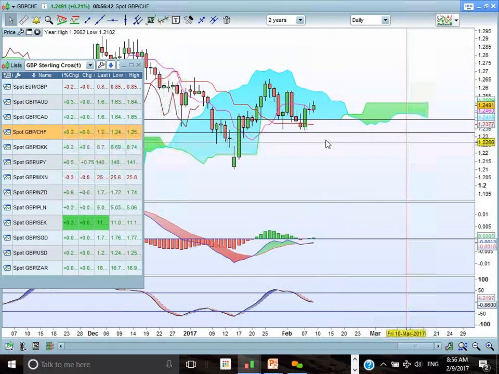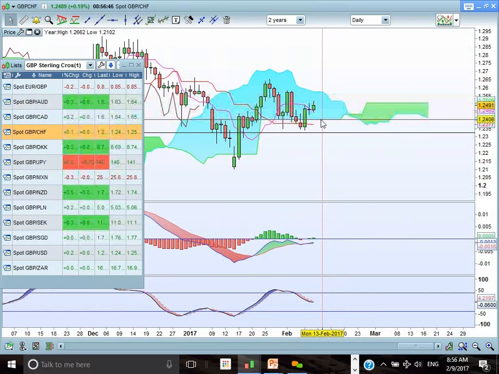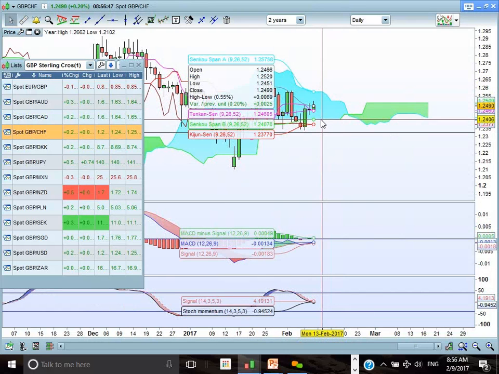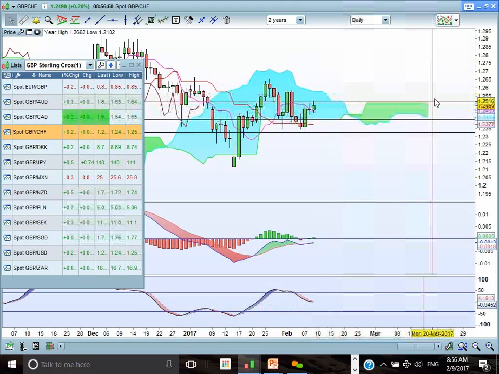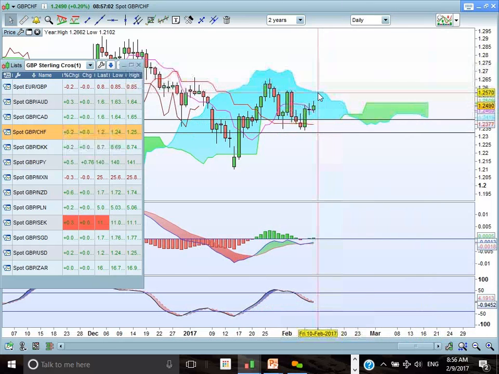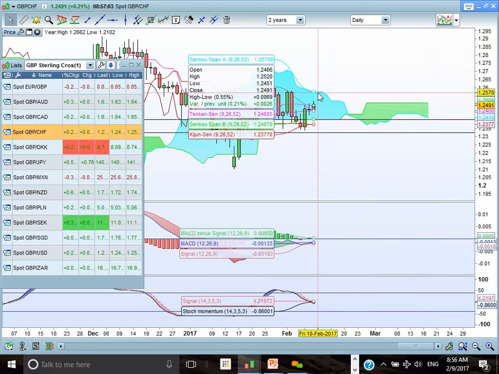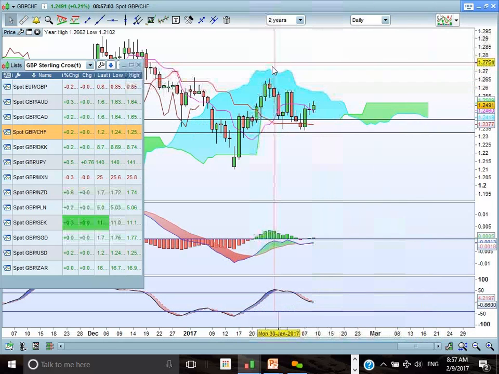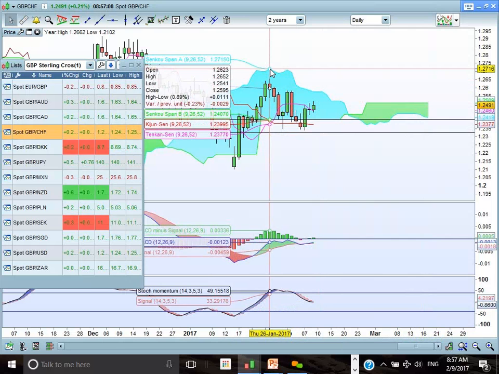Sterling Swiss franc also moving sideways at the bottom end of the cloud chart support zone. Front end of the cloud indicate that we have a downtrend in place, and we have resistance at 125.08. So we need to get past that 125.08, the front cloud resistance, and the top end of the cloud to really move higher with the next resistance zones here at 127.